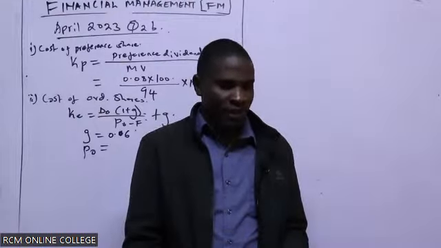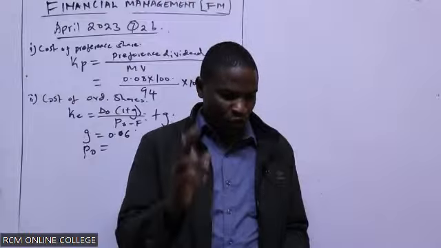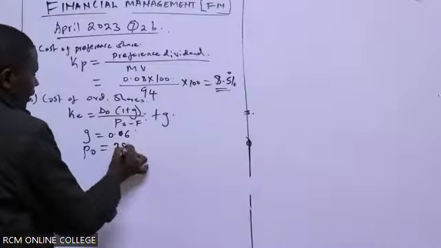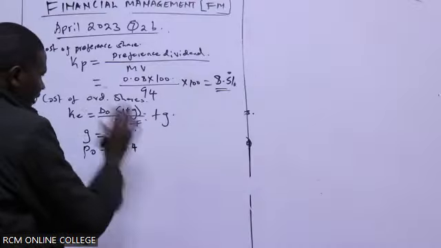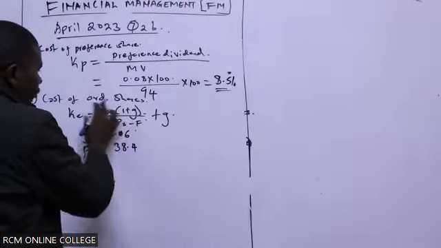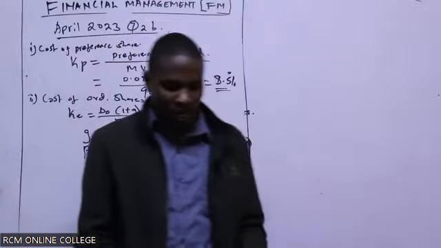Market price 38.4. Yes, if I look at additional information number 2, I have been given 38.4. Yes, 38.4. Good. We are continuing well. I have got G, I have got my PO, but I don't have the DO. The DO is what I am looking for, but there is information which can guide me.